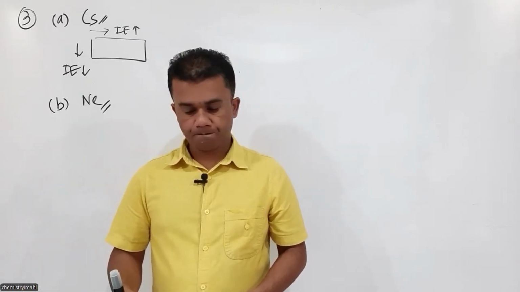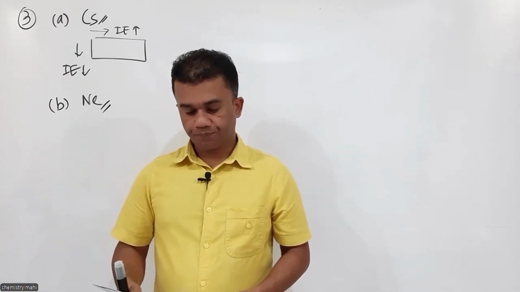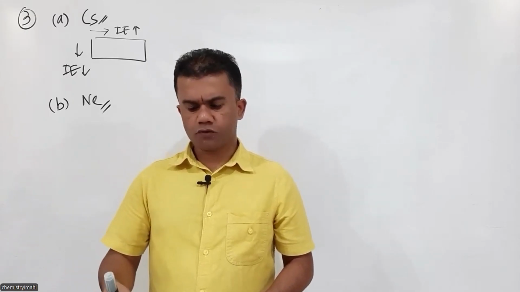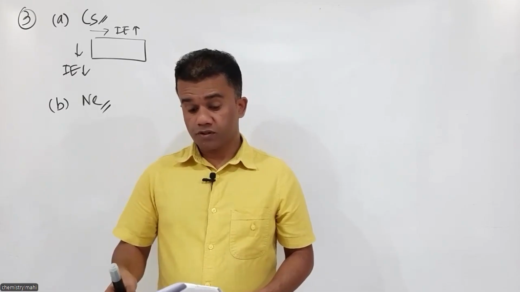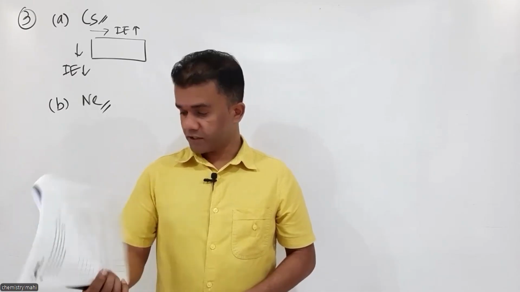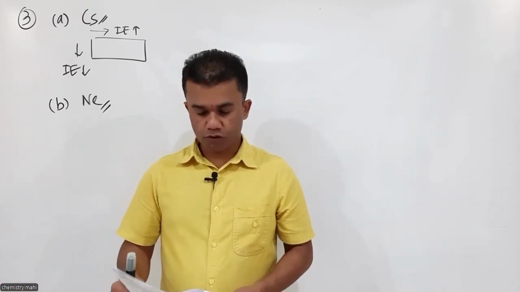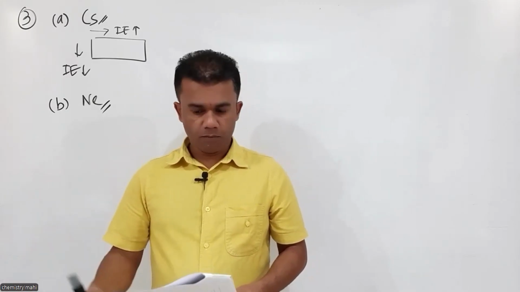VO2 plus vanadium. Has a monopositive ion which forms a complex with ammonia. Monopositive ion which forms complex with ammonia, like what? Silver. Silver has a monopositive ion and it can form a complex with ammonia.